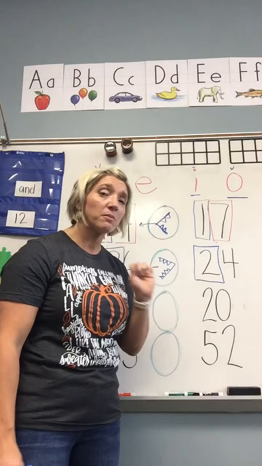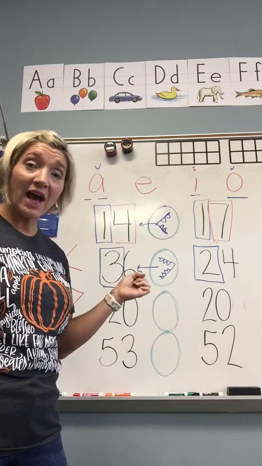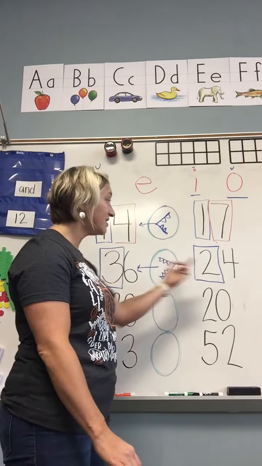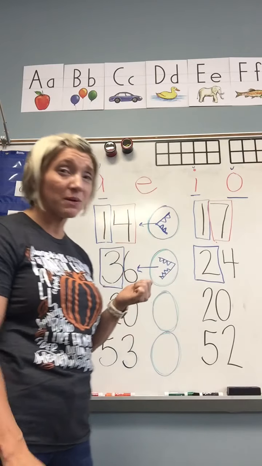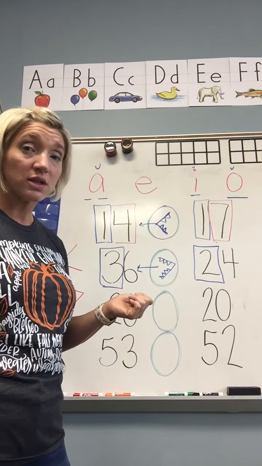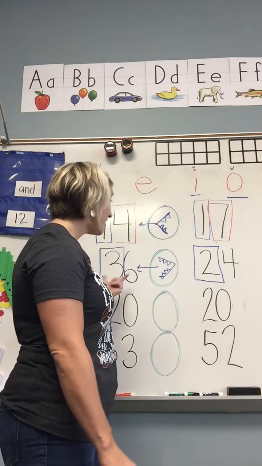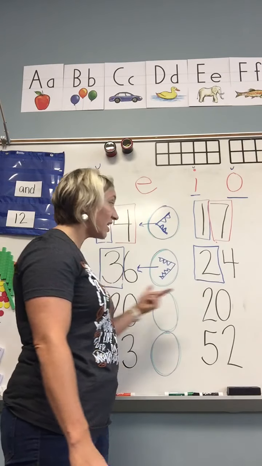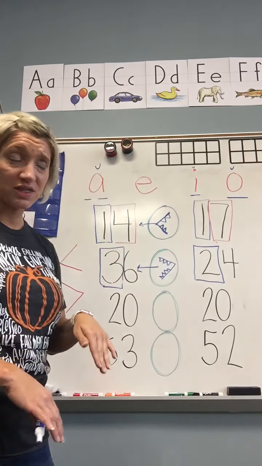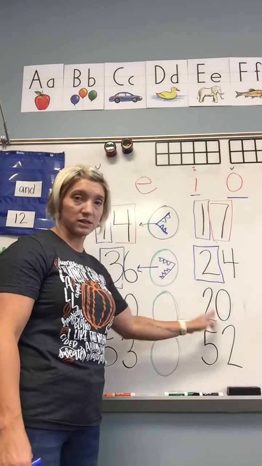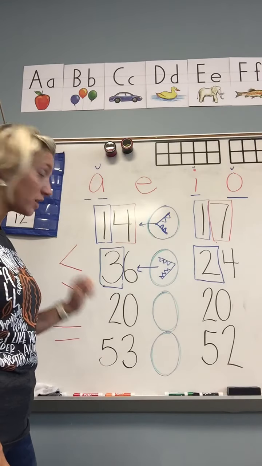Notice that I didn't even have to move to my ones place. If I can compare just from the tens place, there's no reason to go to the ones place, because 3 groups of 10 and 2 groups of 10, I can just use that. Let's look at my next inequality.